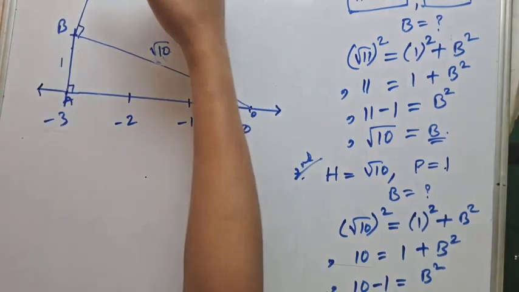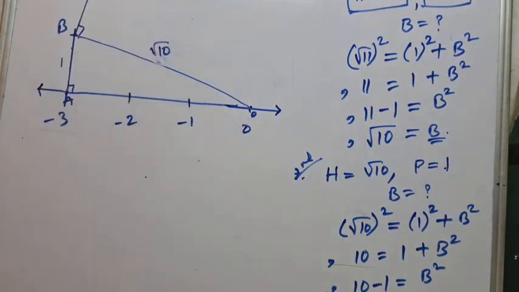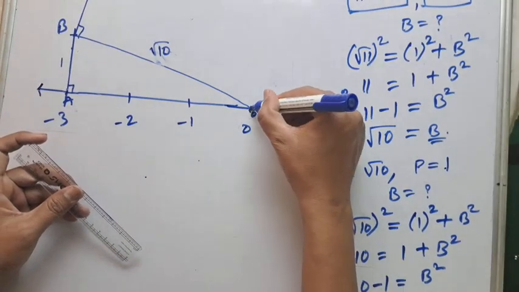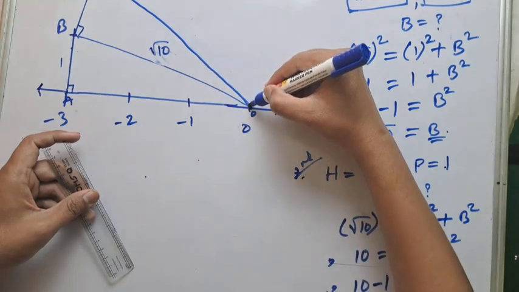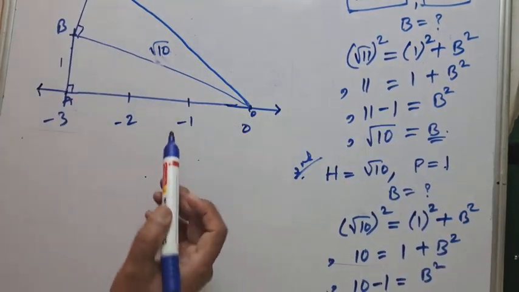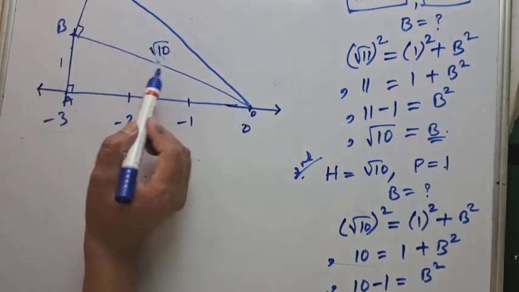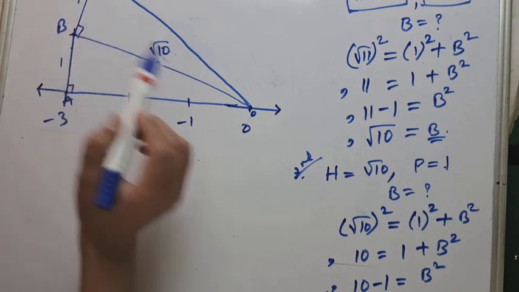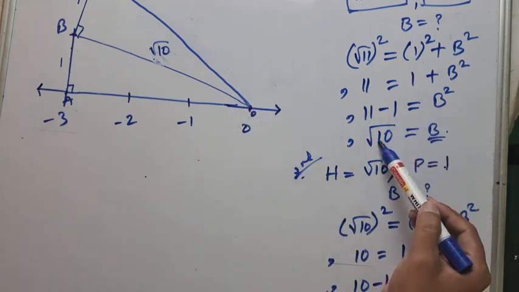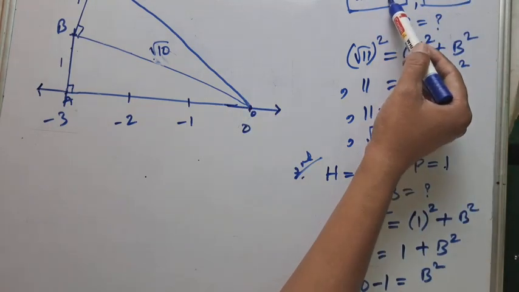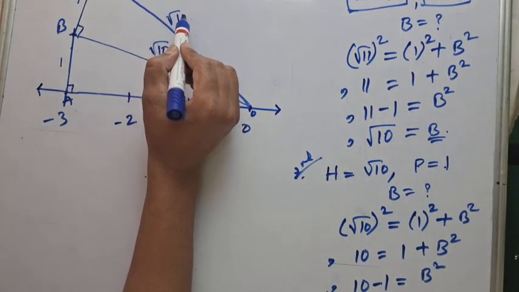Now this is O, this is B and this is C. Okay, using scale and pencil we join O and C. Now in right angle triangle OBC, you can see another right angle triangle. Base is root 10 and perpendicular is 1, isn't it? When base is root 10 and perpendicular is 1, hypotenuse is root 11, which means OC is root 11, isn't it? OC is root 11.